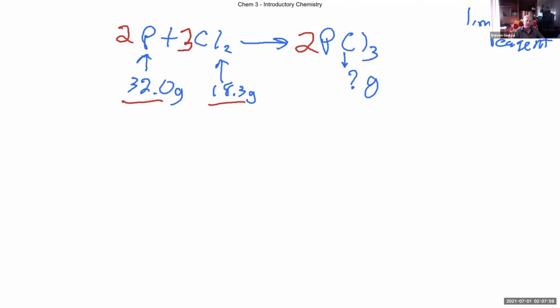Now, to find my limiting reagent, I have to convert them both into moles because I have to compare moles. You always have to compare moles because it doesn't do any good to compare grams because all your equations, all your relationships, are in moles. So let's convert those to moles.